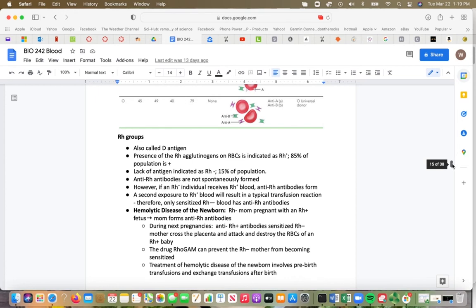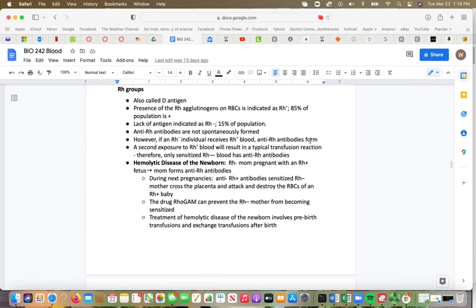So the anti-Rh antibodies are not spontaneously formed. But what happens is if an Rh negative person gets blood from an Rh positive person, the anti-Rh antibodies are going to form then. First time, probably not going to be that much of an issue. But the second exposure, that's when you're going to get the bad transfusion reaction because the cells have been sensitized. So only sensitized Rh negative people, when you put in the Rh positive blood, are going to have an aggressive reaction with the Rh antibodies.